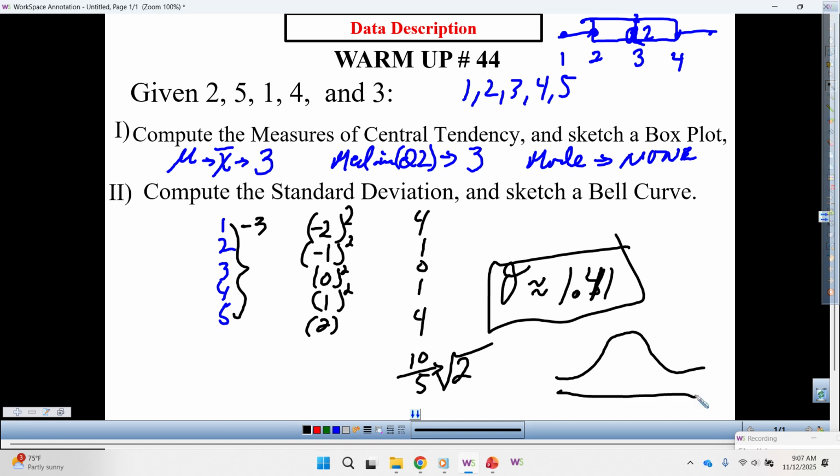Bell curve. By now you know that the mean goes right down the center. One standard deviation up would be 4.41. The mean is 3. One standard deviation down is at 1.59, and that's the norm.